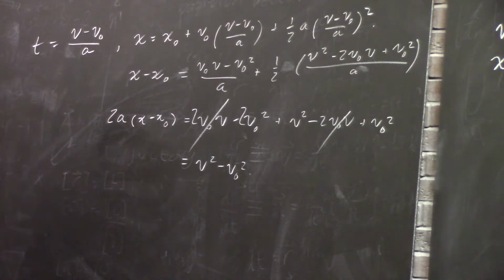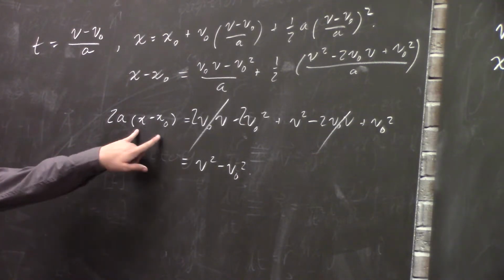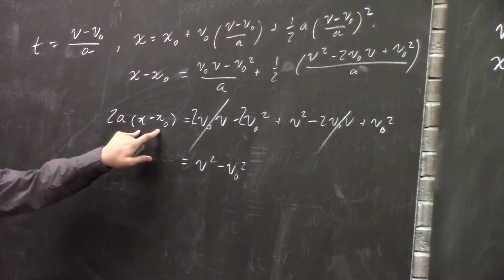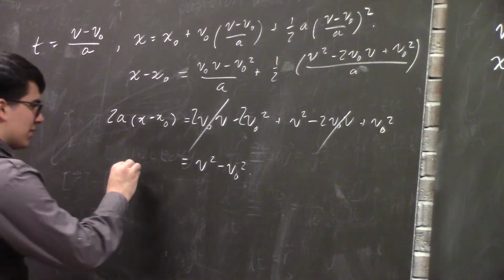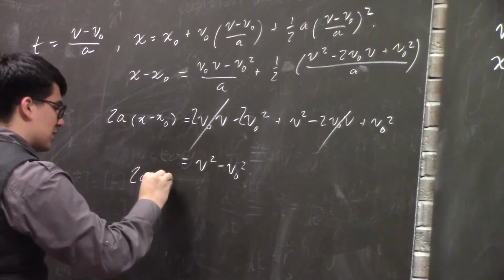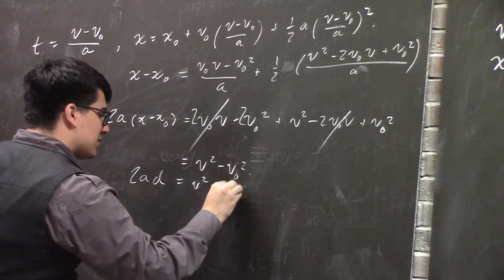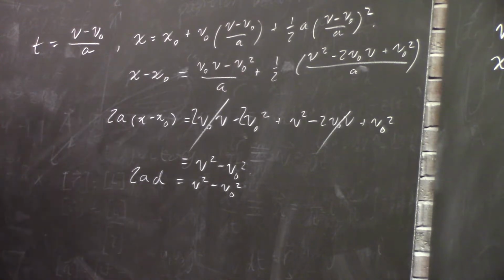Okay? I'm going to call this, which is essentially my final position minus my initial position, D for displacement. So I end up with 2AD is equal to v squared minus v naught squared. Also, just as an aside, who here does not know the difference between distance and displacement?